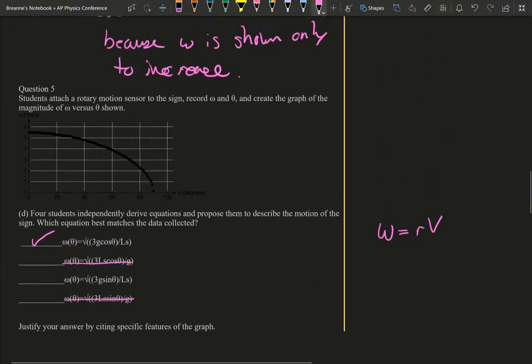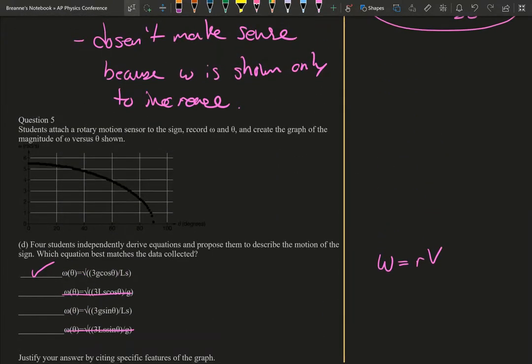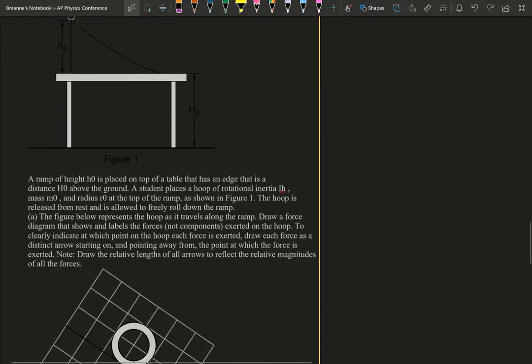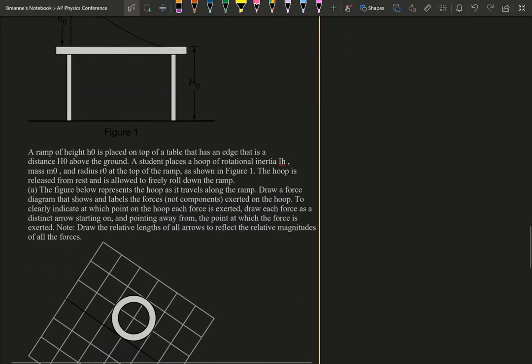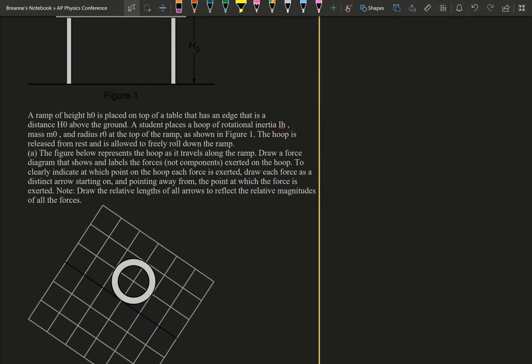So yeah. Okay. So that is it for question 1. I'll go ahead and do question 2. Question 2 is not that long. So question 2: a ramp of height h0 is placed on top of a table that has an edge that is a distance h0 above the ground. A student places a hoop of rotational inertia I_H, mass m0, and radius r0 at the top of the ramp, as shown in figure 1.